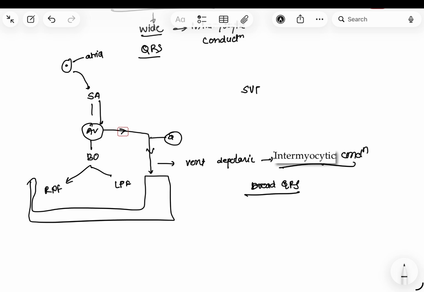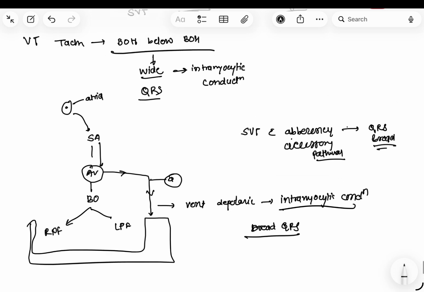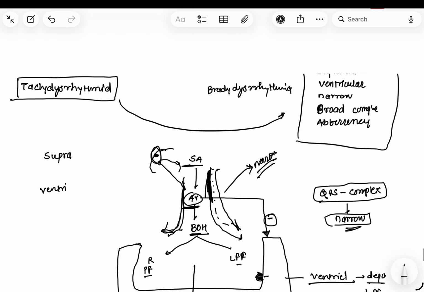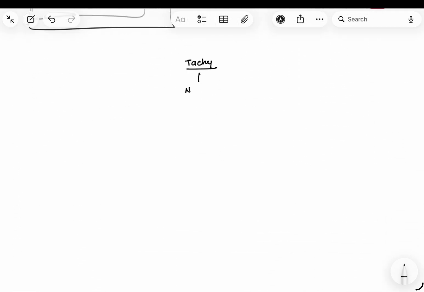So we can say any supraventricular tachycardia with aberrancy or an accessory pathway will have a broad QRS complex. So this is clear, I think, right? This is the basic behind supraventricular tachycardia, ventricular tachycardia, aberrancy, and broad and narrow QRS complex. Classification follows with narrow or broad.